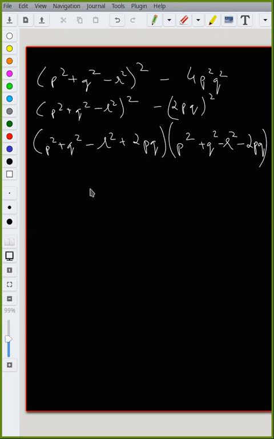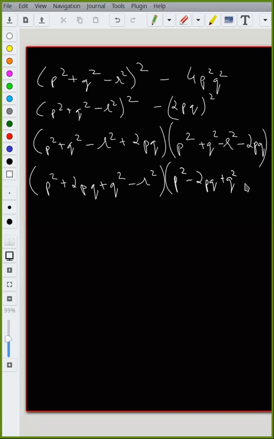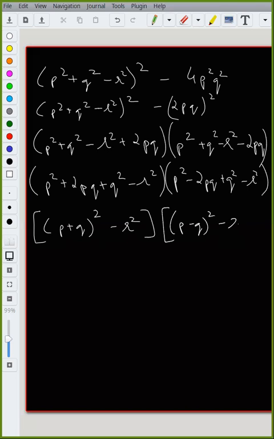Till here, is it correct? Yes, sir. Now what do we do? Now I can rearrange these terms as p squared plus 2pq plus q squared minus r squared, and in the same way p squared minus 2pq plus q squared minus r squared. What is this? This is p plus q, the whole thing squared, minus r squared, and p minus q, the whole thing squared, minus r squared.